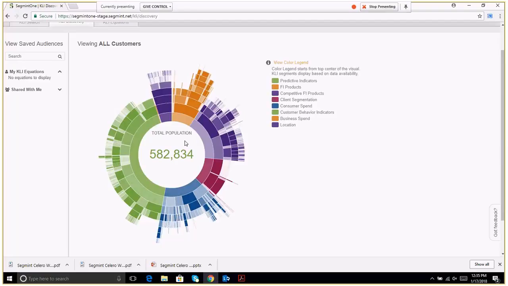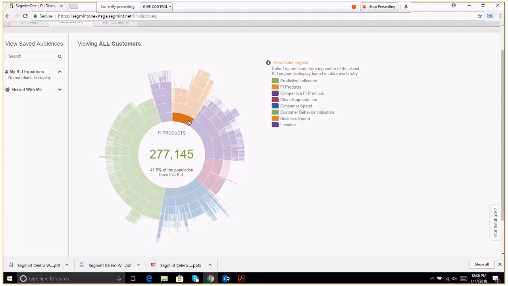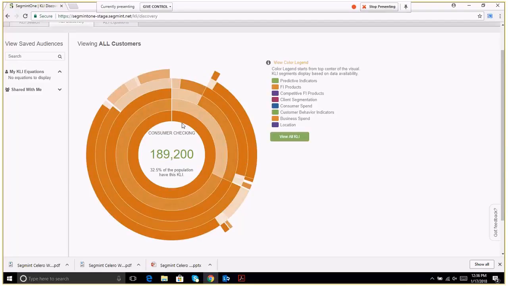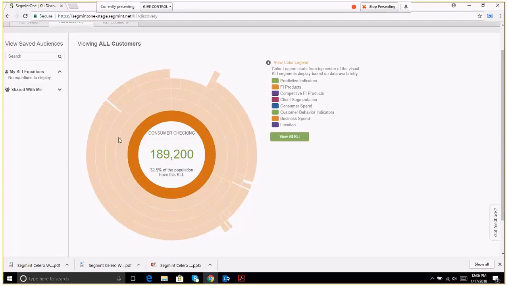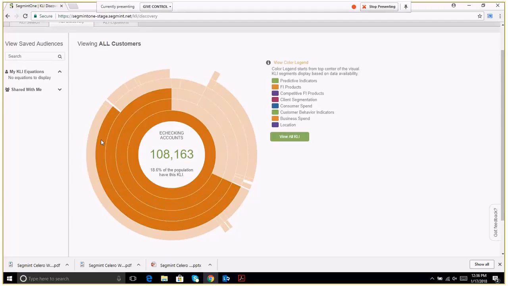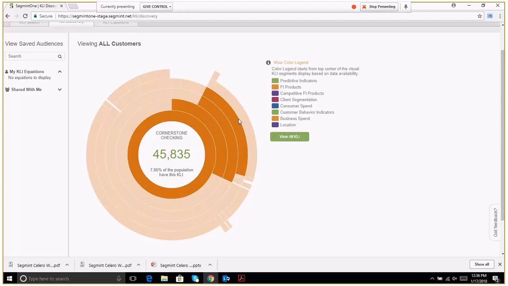So what we have here is our KLI discovery view, a visual representation of how these KLI are assigned. So for instance, as I start moving my cursor over into, say, the product section, I start seeing what percentage of my audience or member base has any particular type of KLI. So I'm over in consumer checking. Now I can click on that, and it'll become the innermost ring for easier navigation. And I can dive down to the specific types of, say, checking accounts that an institution or a member may have. So if I wanted to go after everybody who, say, has my preferred checking account, there they are. I could now set up a campaign to reach out to those individuals.